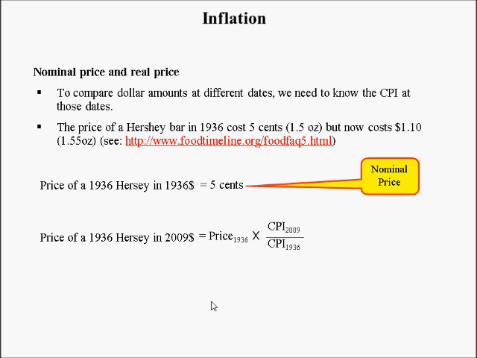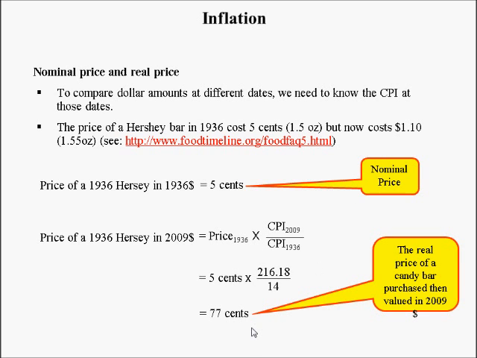That converts the dollars. See, the 1936 dollars divided by 1936 dollars is 1, but we're multiplying by 2009 dollars. So doing this converts the 1936 dollars into 2009 dollars. Okay, so the nominal price is 5 cents. The CPI in 2009 was 216.18. The CPI in 1936 was 14. So if you buy a Hershey bar in 1936 using 2009 dollars, that Hershey bar really cost you 77 cents. So you're much better off back then paying 5 cents than you are paying $1.10 today. I can compare this 77 cents to that $1.10 because both are priced in 2009 dollars.